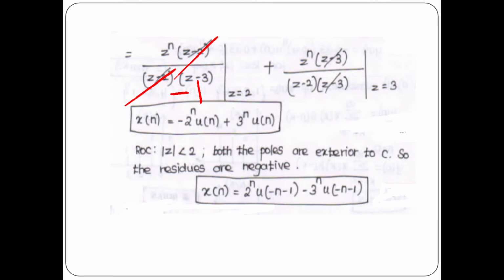So since the modulus of Z is less than 2, both the poles are exterior to C, so the residues are negative. Okay, so minus 2 power n u of n will become 2 power n u of minus n minus 1, and minus plus will become minus 3 power n u of minus n minus 1.